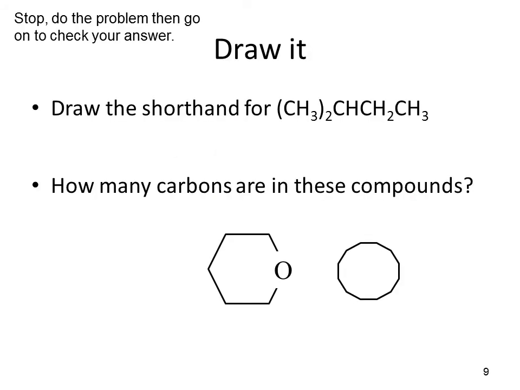So now what I'd like you to do is try out this shorthand. I've drawn a condensed structure, and I'd like you to draw it into shorthand. And then down below that, I've drawn some skeletal structures or shorthand, and I'd like you to count how many carbons are in each of those compounds, so that you can make sure you understand how these structures are written.